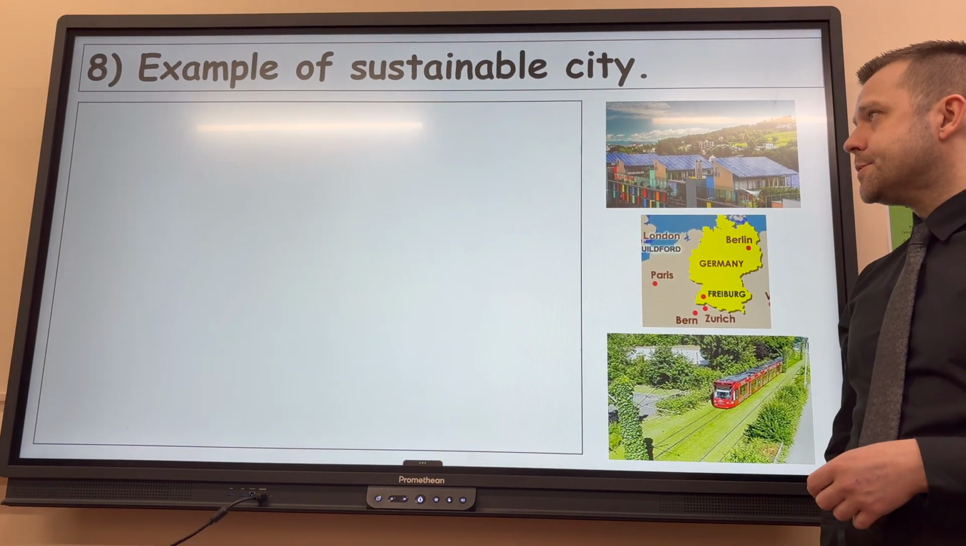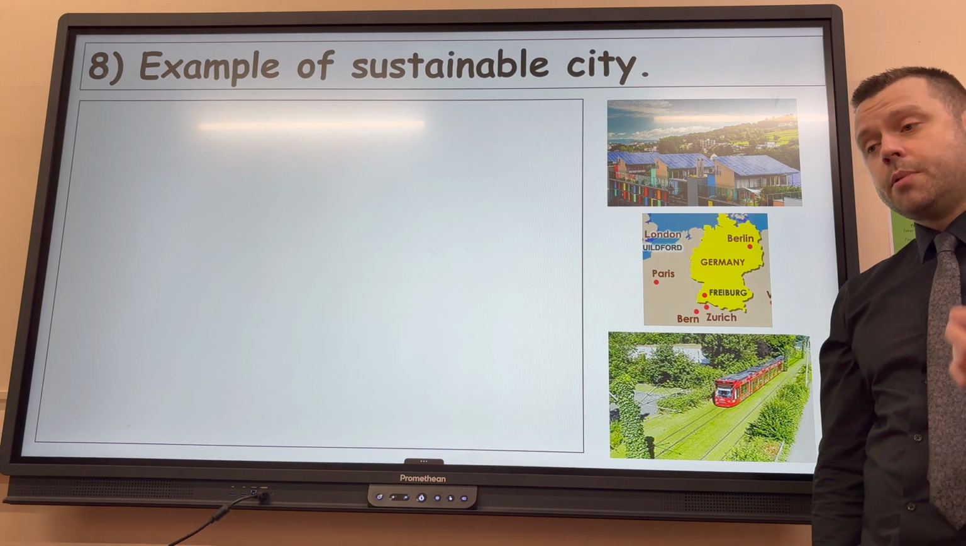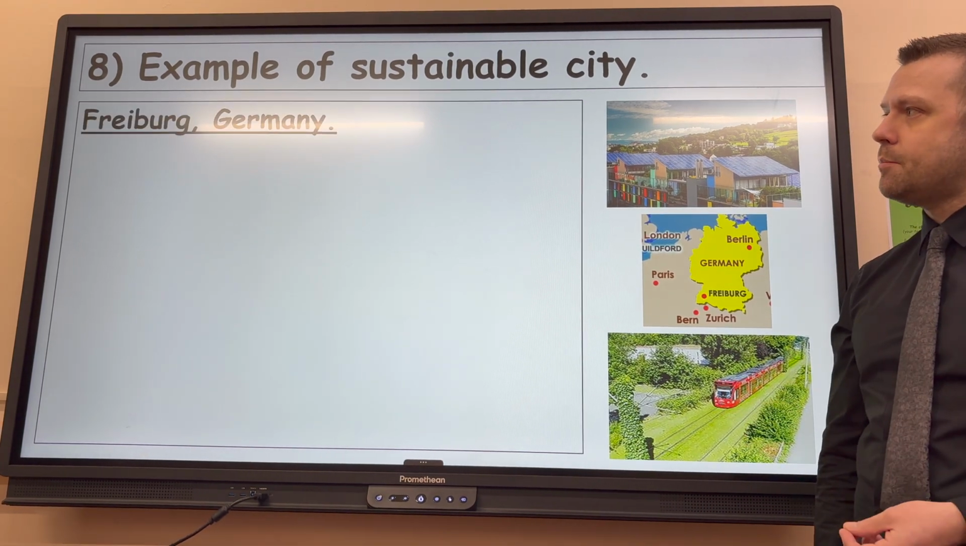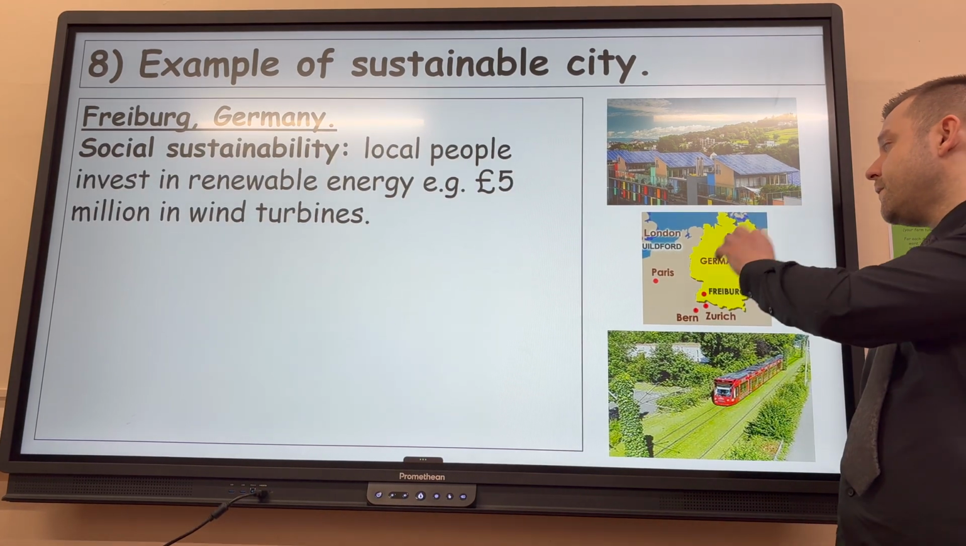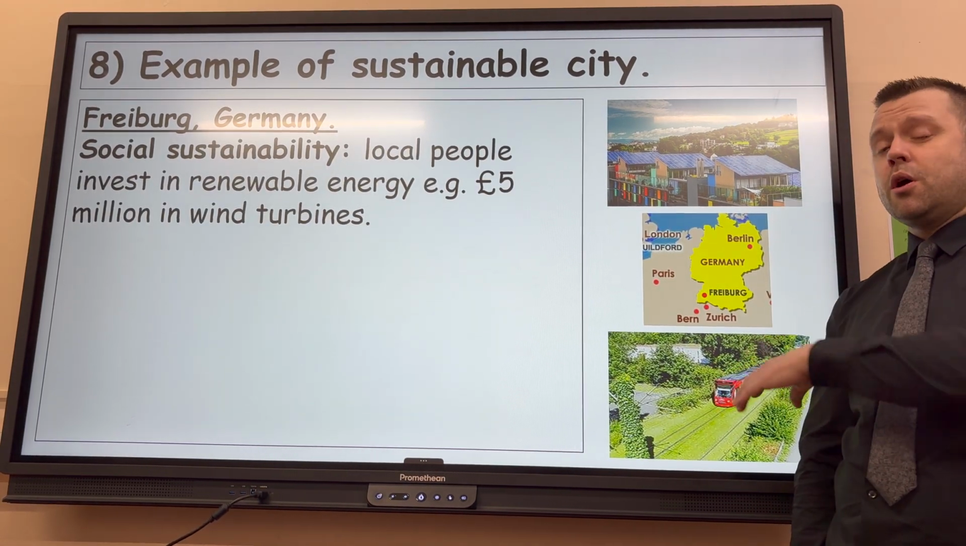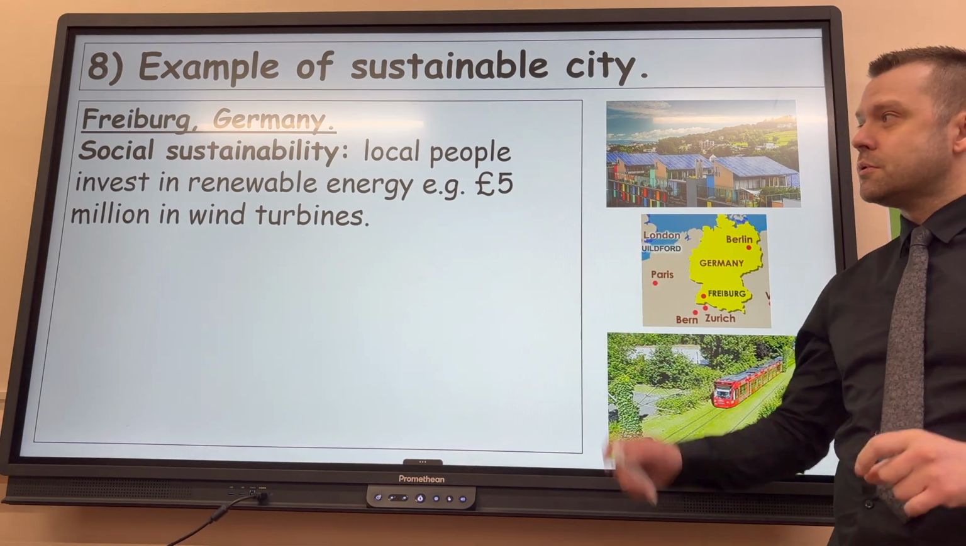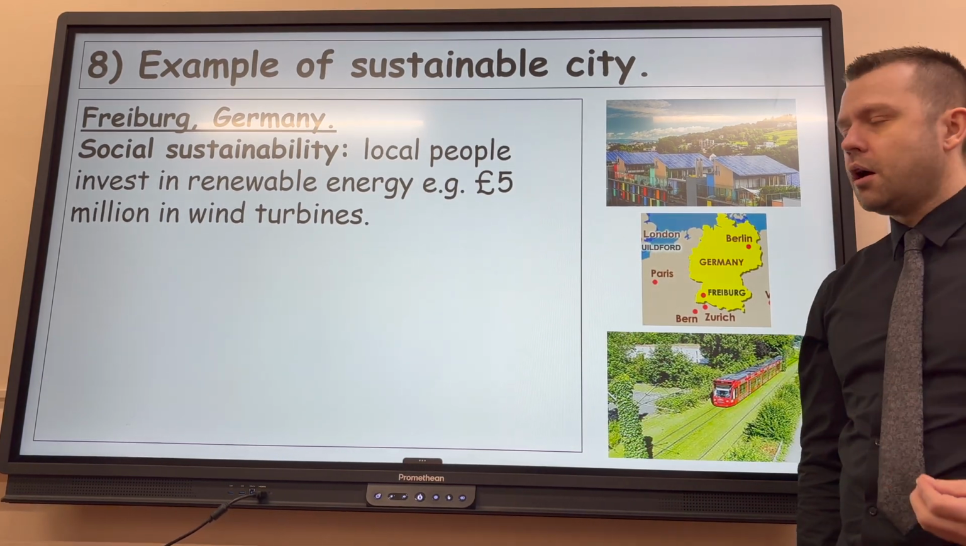For an example of a sustainable city, you can use examples from Birmingham, however we have got another example for you to use, which is Freiburg in Germany. It was one of the first cities in the world to name itself as a sustainable city, and this has led to a lot of achievements.